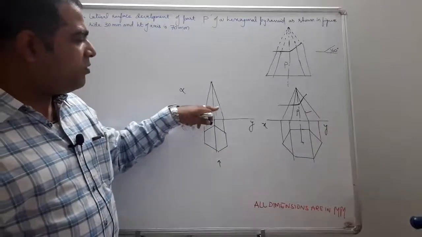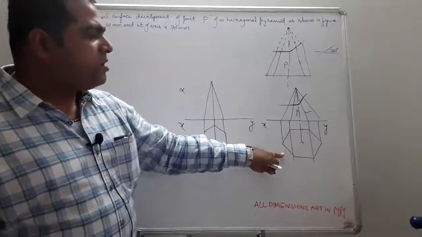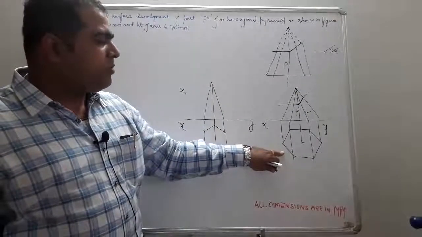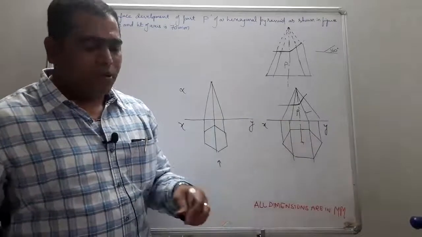Why? Because we are having only three visible edges there. Here we have 1, 2, 3, 4 visible edges. So the base should be resting with a corner resting, or one of the base edges parallel to VP.